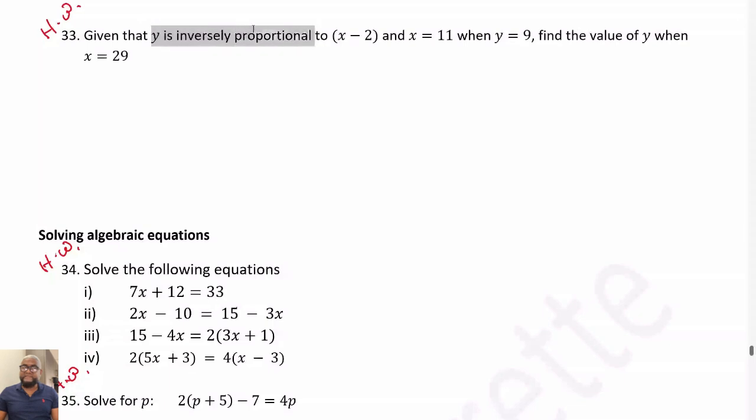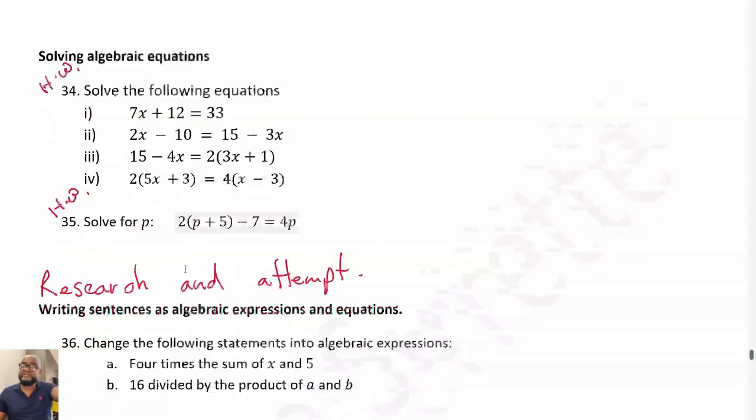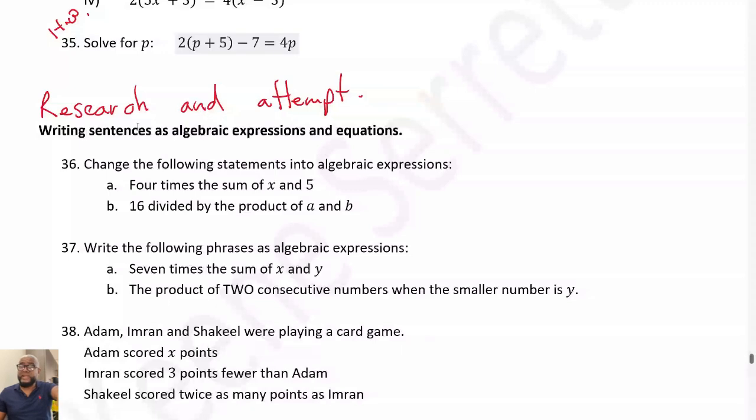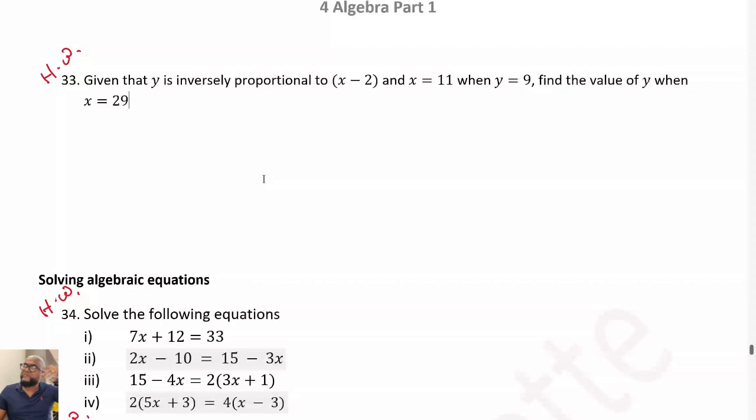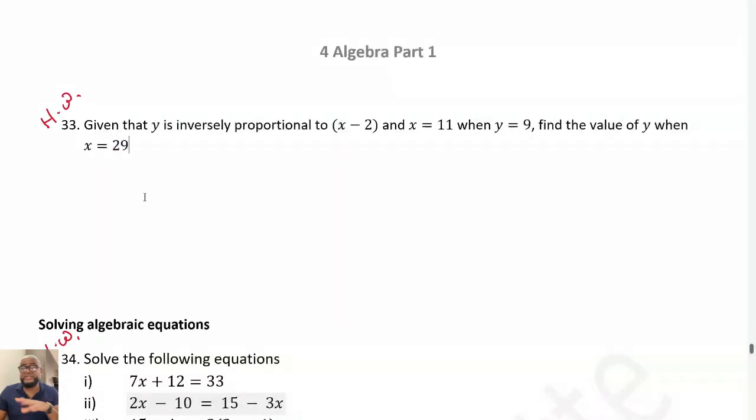Given that Y is inversely proportional to X minus 2. Now, this might look very foreign to you, Daniela, but if you were here last week, you would have had a little understanding of it. So let's try to go over it because this is the homework here. There's these things here, and then I'm going to start something new, which is writing sentences as algebraic expressions and equations. This is something totally different to what we were doing. But let's try to go over the video and see if we can at least catch it. Any questions you have, message me. When you leave, no problem.